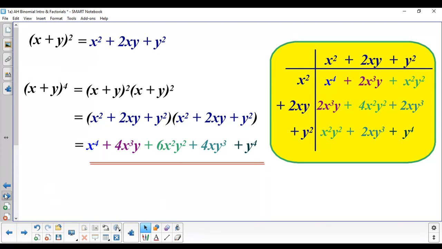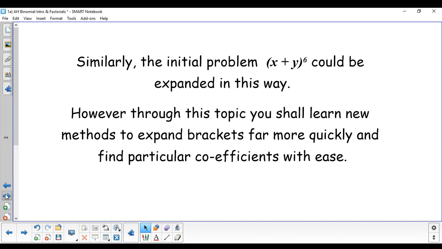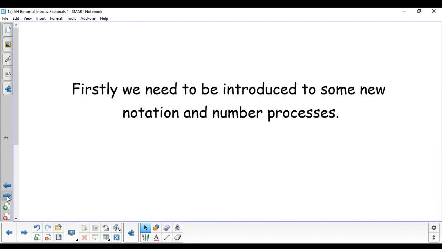We don't have to do all of that all the time. You could do it that way and try (x + y)^6, so you would have the (x + y)^4 with me, multiply that by another (x + y)^2, and use the multiplication grid and find your answer. However, this topic is intended for you to learn new methods to expand brackets far more quickly, and also find particular coefficients with these at a later stage.